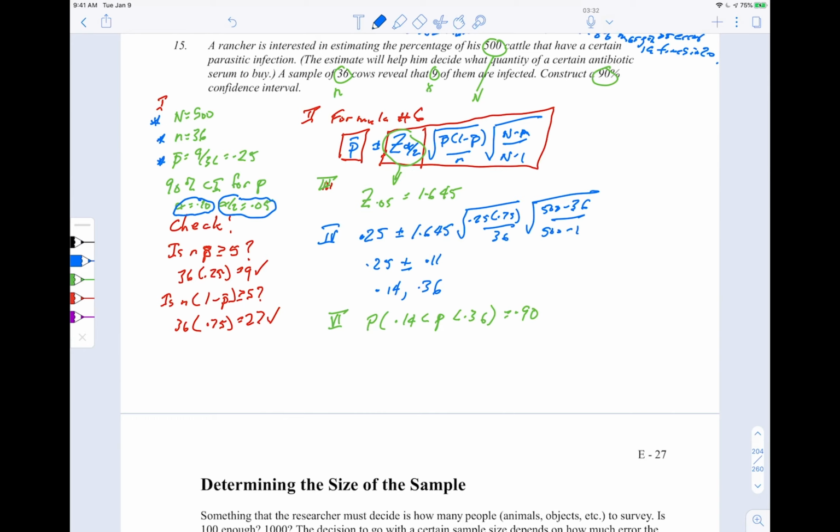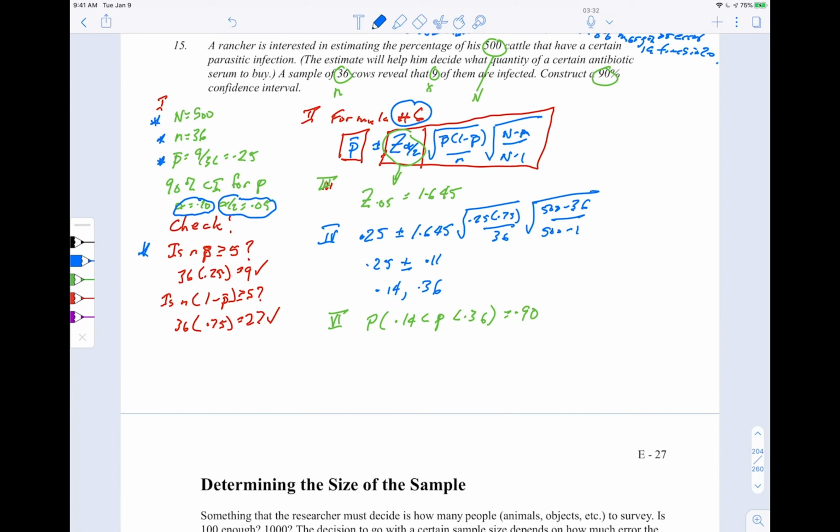You need to do the check, right? Is n times p at least 5? Is n times 1 minus p at least 5? Check, check, it is. Go through the formula sheet, and you'll find that you'll be using formula number 6 that looks like this. P bar plus or minus a z value, z alpha over 2, and then square root of p bar times 1 minus p bar over n, and then you've got your FPC factor because you've got your big N there. So again, we're going to go through this in class.